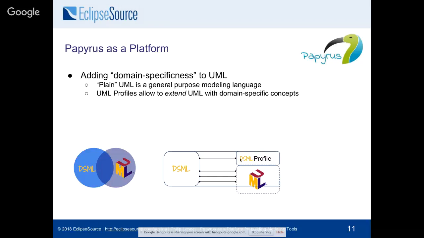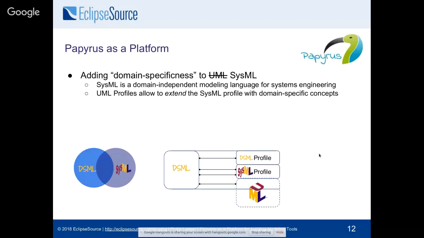And exactly this part that you would put on top of UML is done by using UML profiles. Of course, this is not only true for UML, but also for SysML, which itself is an extension of UML by the means of a profile. But that doesn't mean that you can't extend it the same way as you could extend UML itself.